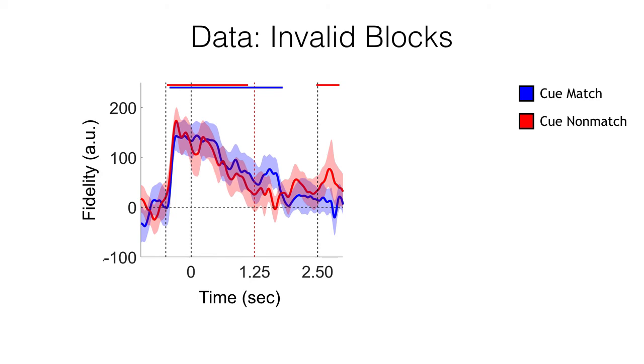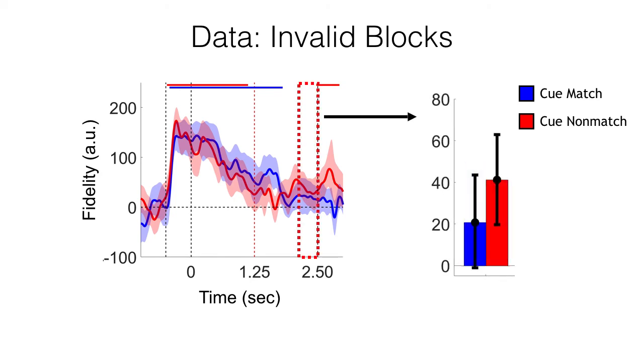Now in invalid blocks, we did the same thing, and we see a flip shortly after the cue onset. And again, in the last 500 milliseconds of the trial, there is much more information about the location not matching the cue compared to the one matching the cue.